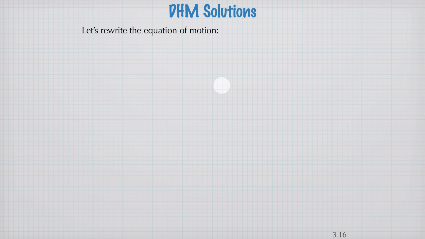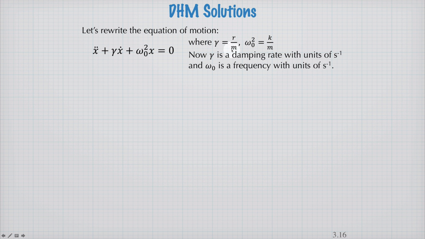Let's now rewrite our equation of motion in this form. This is a very general second order differential equation where we have some rate gamma and some rate omega naught. And for the case of a spring and a mass, gamma is a damping rate with units of seconds to the minus 1, and this is given by r on m. And omega naught is the resonant frequency for the undamped system, where omega naught squared is equal to k on m. So gamma and omega naught both have units of seconds to the minus 1.